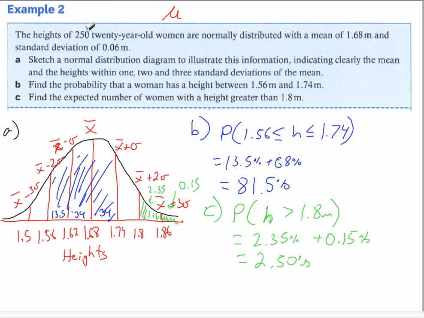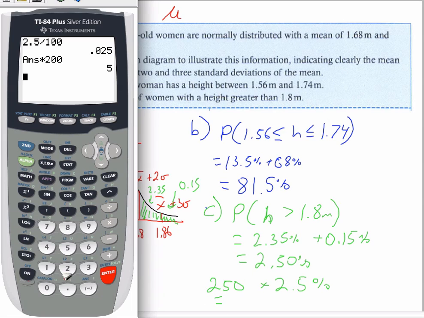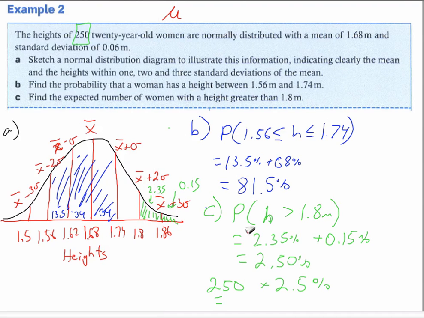And if there were 250 people in total, we have to take 250 times 2.5% to get the total number of women expected there. So 2.5% is 0.025, and then I'm going to multiply that by 250, and that gives me 6.25. Now that's 6.25. Perhaps we'll want to say about 6 women. Okay, about 6 women will be greater than 1.8 meters tall.